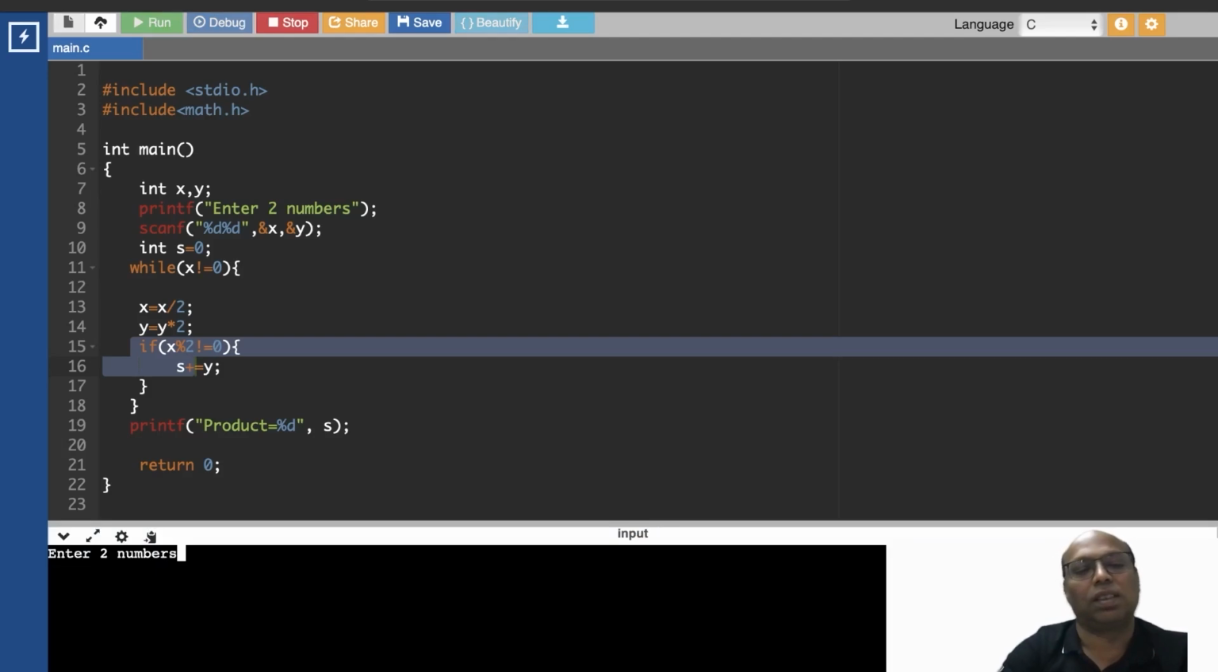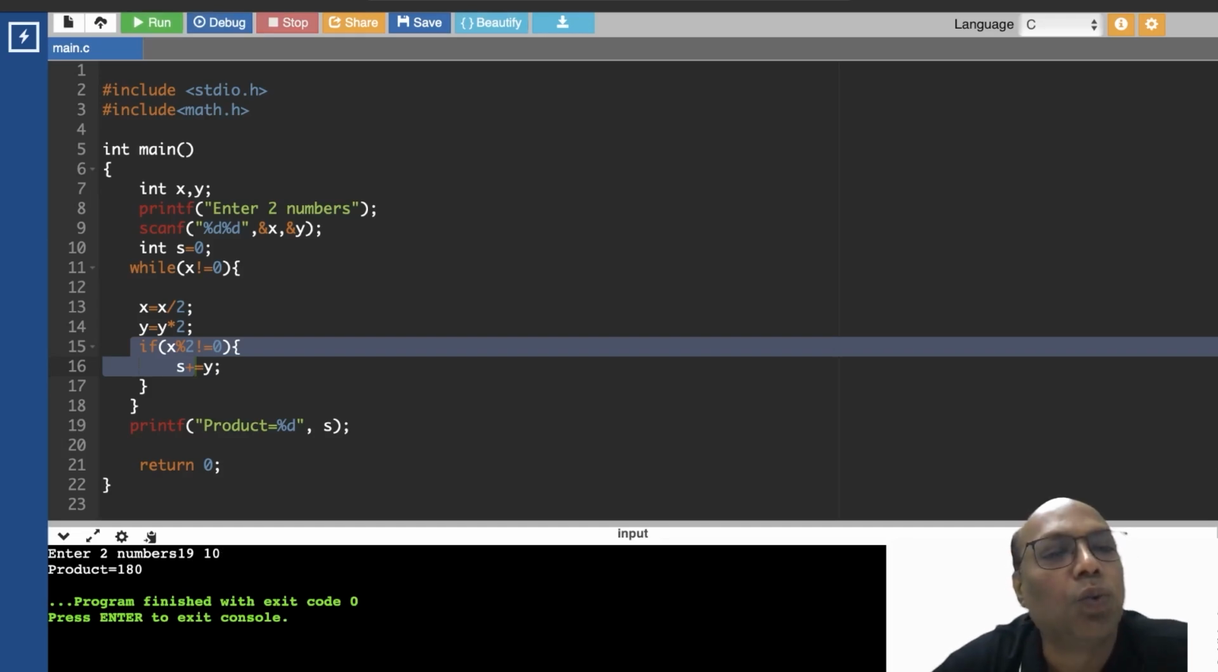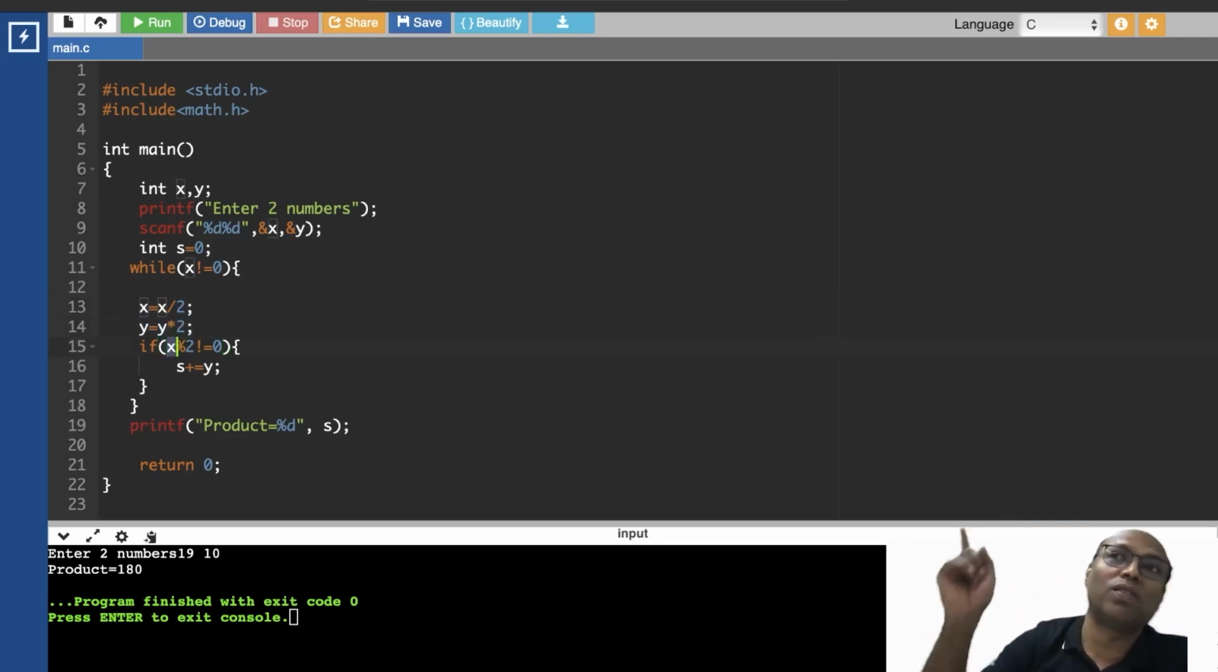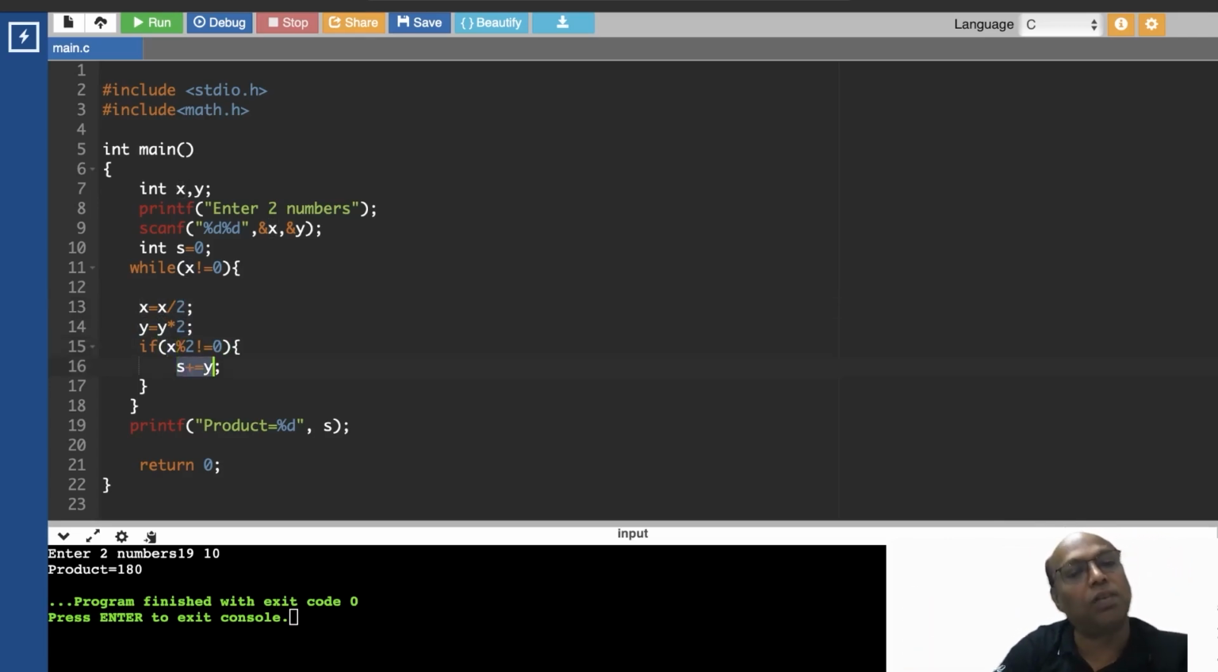Look, 19 and 10. Why? Because you know what he did? 19 is not equal to 0. You divide 19 by 2, that became 9. This became 20. Now you're checking not with 19, you're checking with 9. 9 modulus 2 is not equal to 0. Yes, you added 20, but 10 is not added.